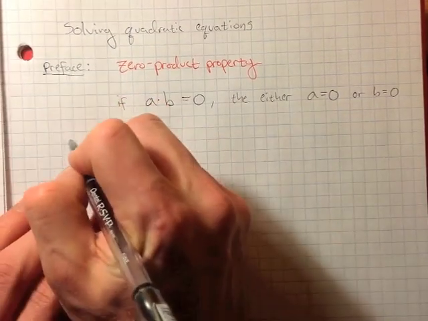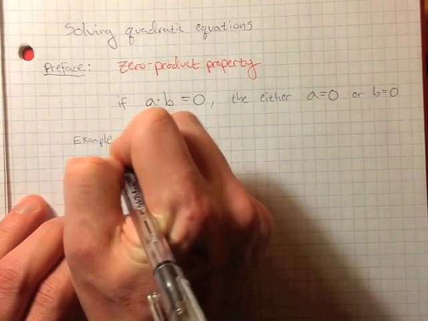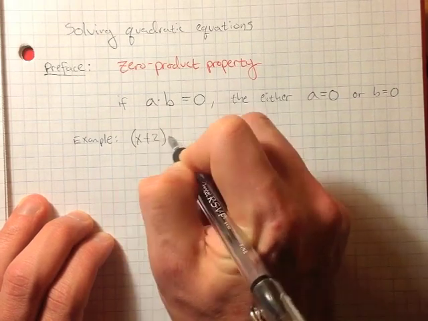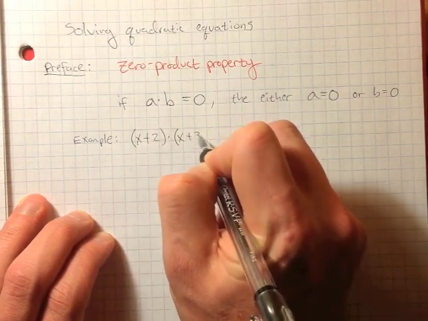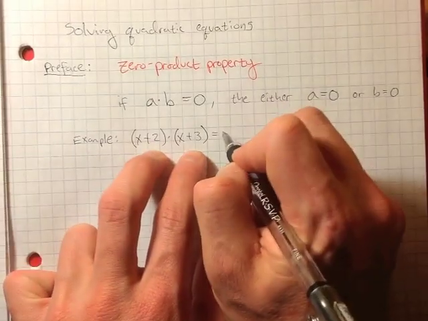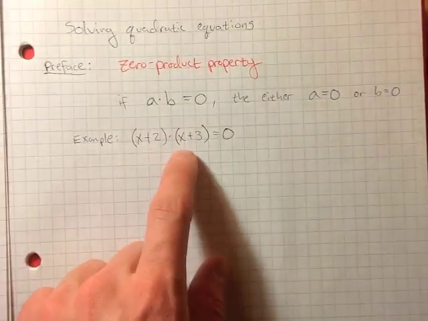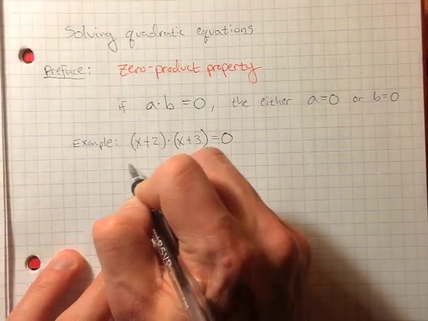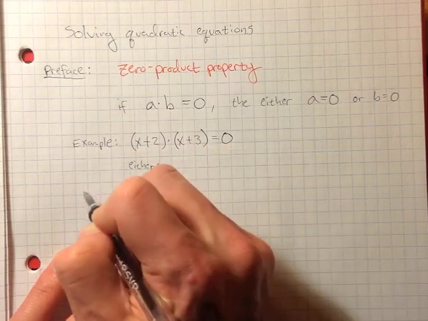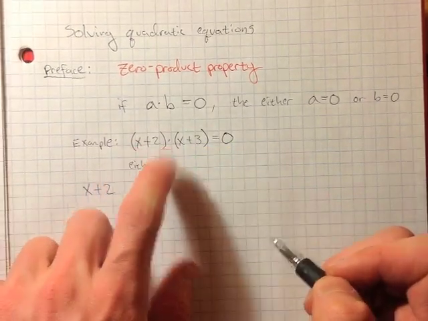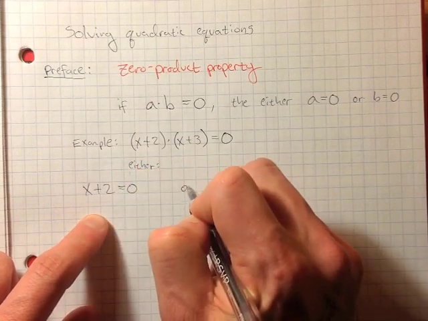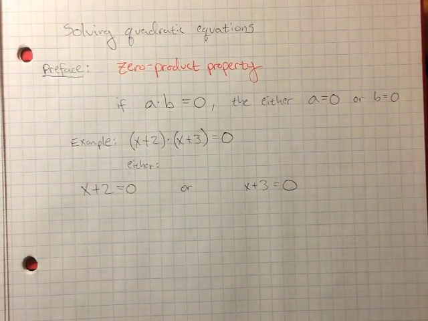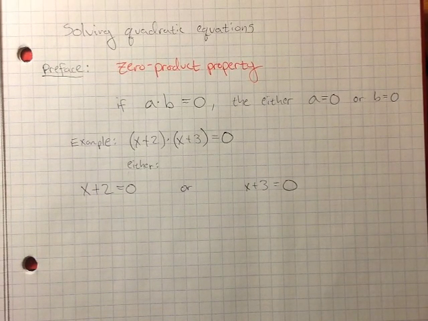Now, for example, if you see an equation that looks like this, let's say in parentheses x plus 2 times x plus 3, if this product is equal to 0, then you know that either x plus 2 is 0 or x plus 3 is 0. Does that sort of make sense?